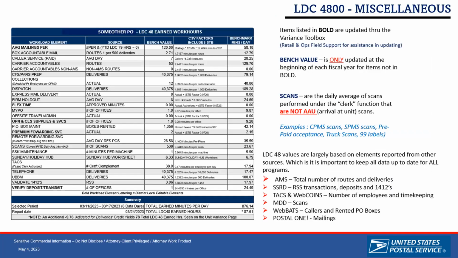Next is your LDC 4800. This is your miscellaneous group. Again, anything that you see in bold are things that can be changed by the CSV toolkit that has to be done by your field operations support specialist. But these are all things that you want to make sure are current and that you're checking on a regular basis. A lot of times we have changes. There are offices that have bench values that haven't been changed in years.